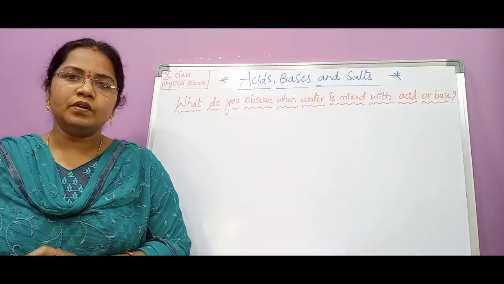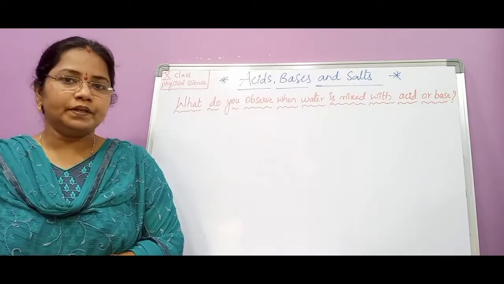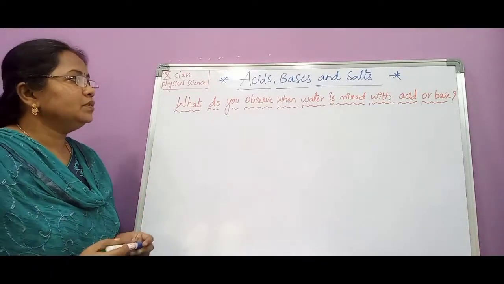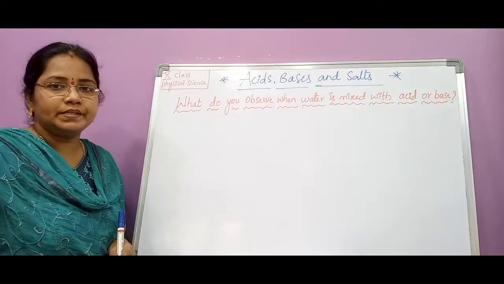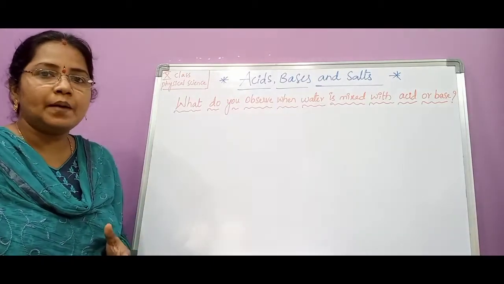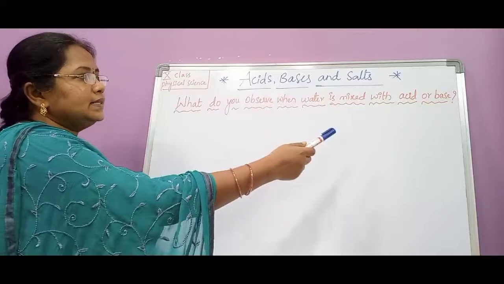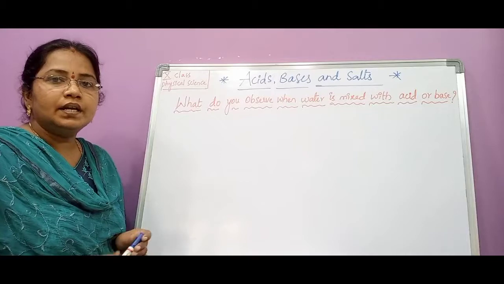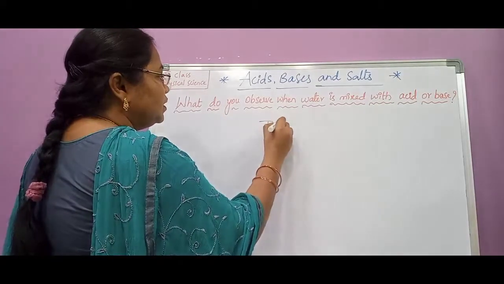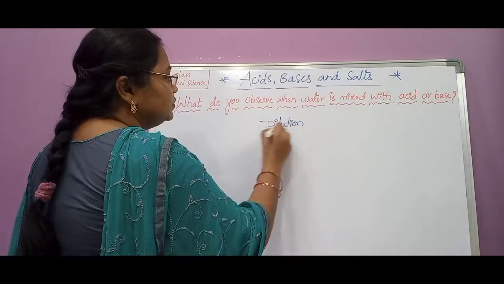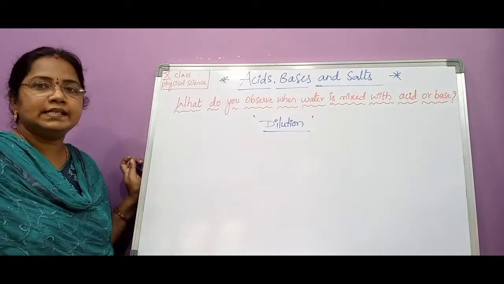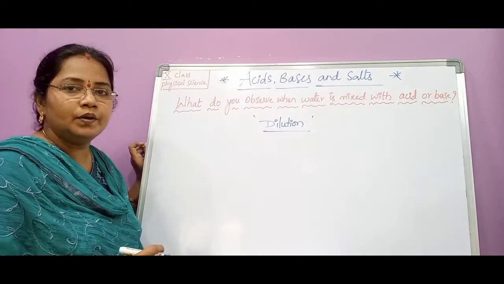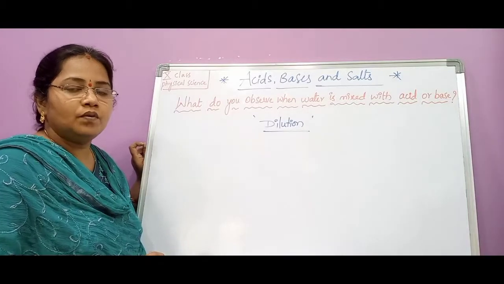Now in this video session, we'll be trying to learn one more interesting topic from the lesson acids, bases and salts. Here is a question. What do you observe when water is mixed with acid or base? While doing experiments in the laboratory, generally we'll be adding acids and bases with water. The mixing of an acid or a base with water is known as dilution. What do we call this process? Dilution. In the process of dilution, the concentrated acids will be converted into diluted acids. Similarly, concentrated bases will be converted into diluted bases by the addition of water.